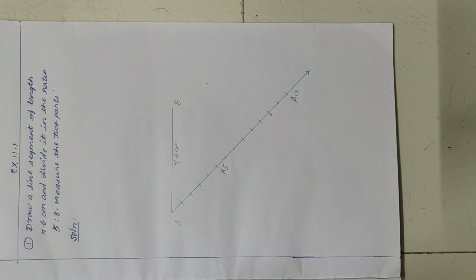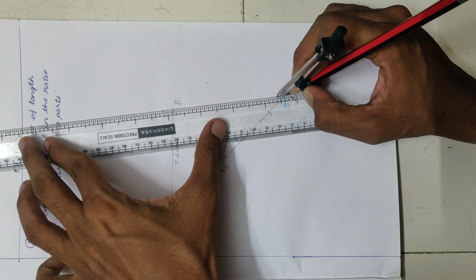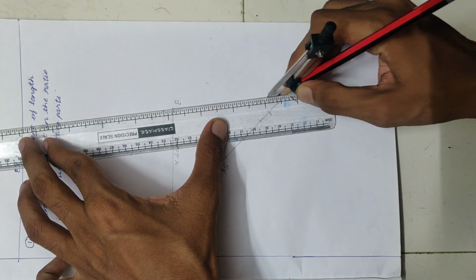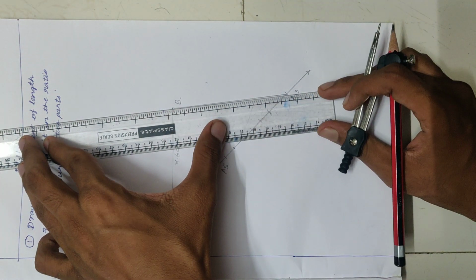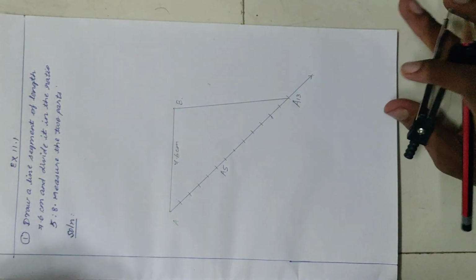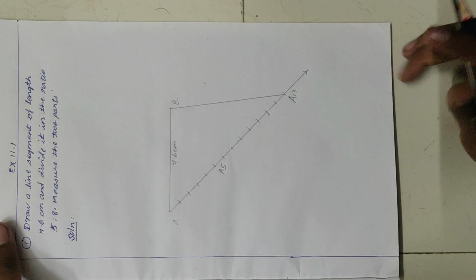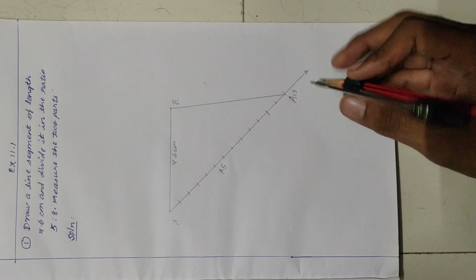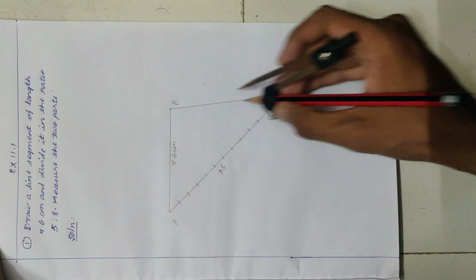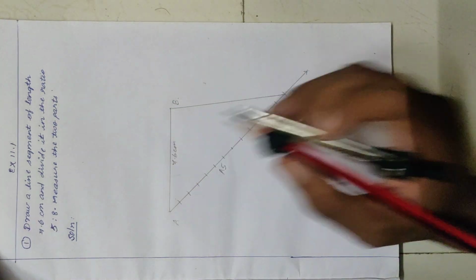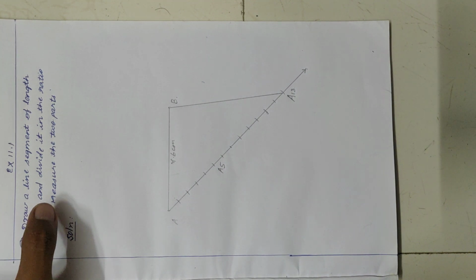Now what we are supposed to do is, we have to join the 13th arc to the point B like this. This line need not be straight, it can be a little slanting also, that's not a problem. So you have to join this. Now we have to draw a line parallel to this line through A5, the 5th point. Why 5? Because the ratio is 5:8.